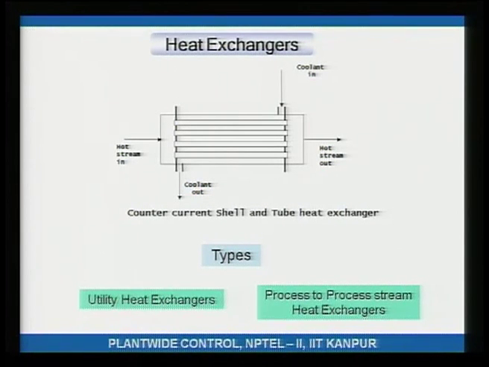So, for example, what is shown here is a hot stream coming in, going into the tubes and coming out of the tubes, and then you have coolant going in the counter direction. Okay. So, the hot stream gets colder and the coolant gets hotter. There are two types of heat exchangers, utility heat exchangers and process to process stream heat exchangers, and we will see what they are as we go along.